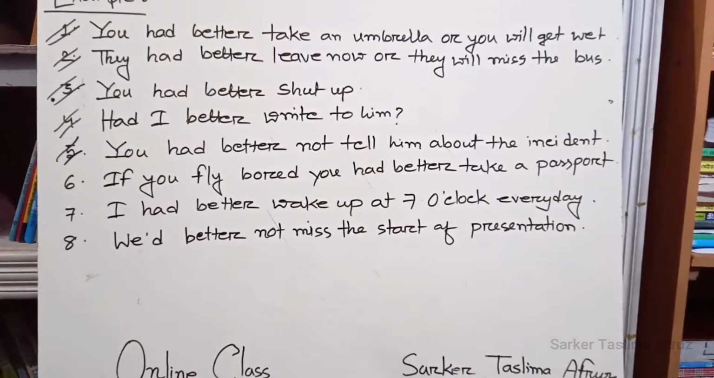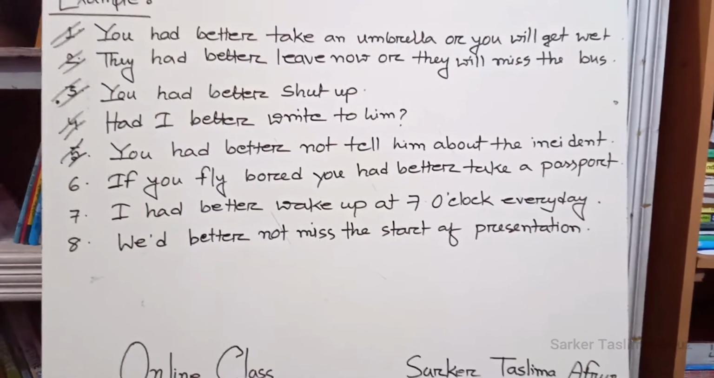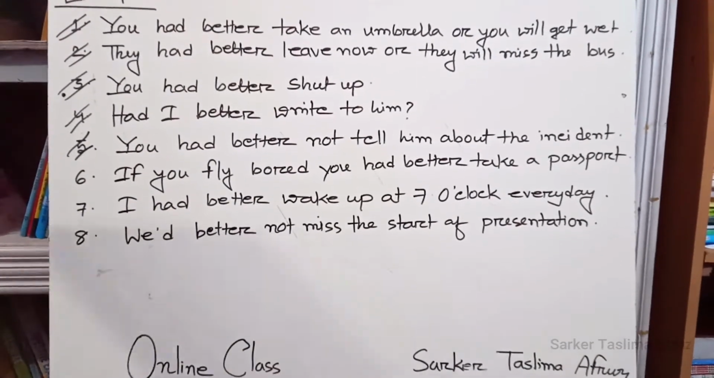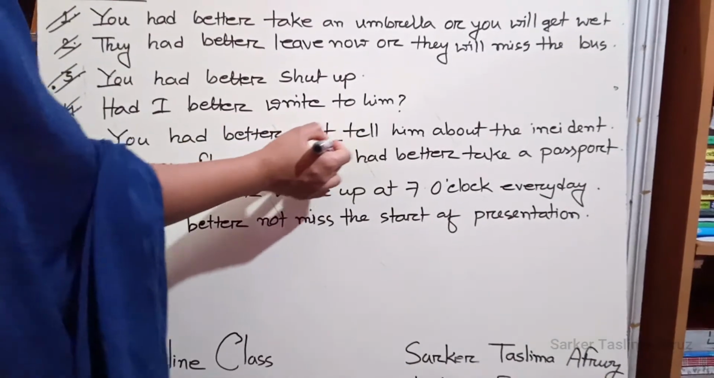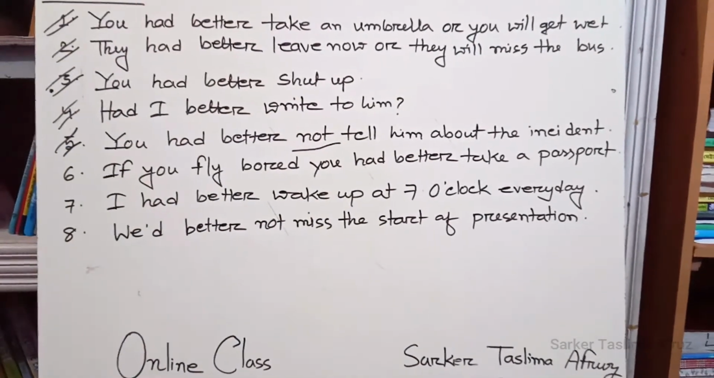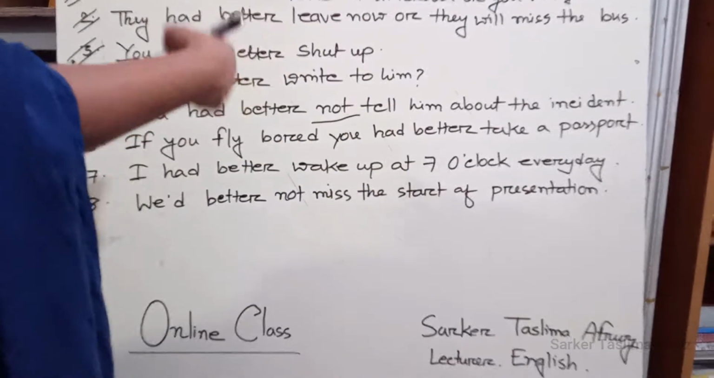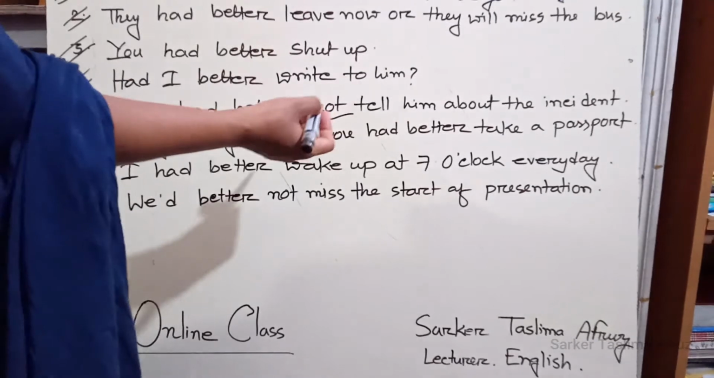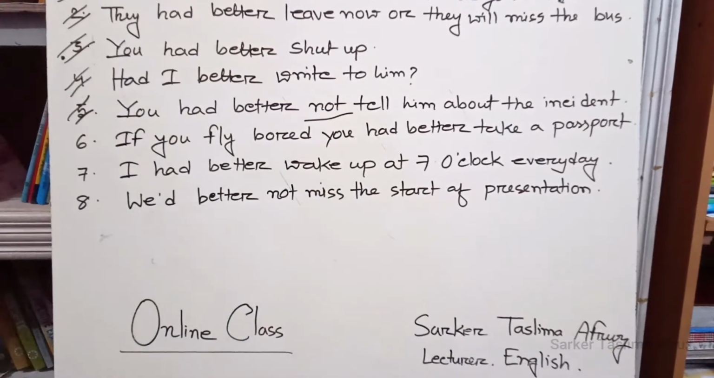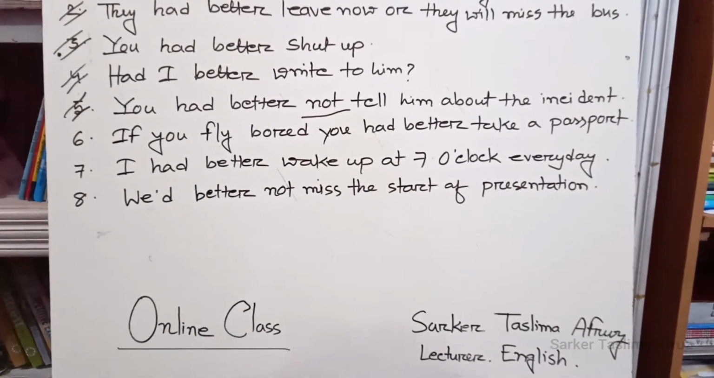Next one, you had better not tell him about the incident. Number 5, it's a negative form. You can see, if you want to write anything in the negative, in that case you can use had better, and after had better you have to use not. By this way you will be able to write a negative sense.